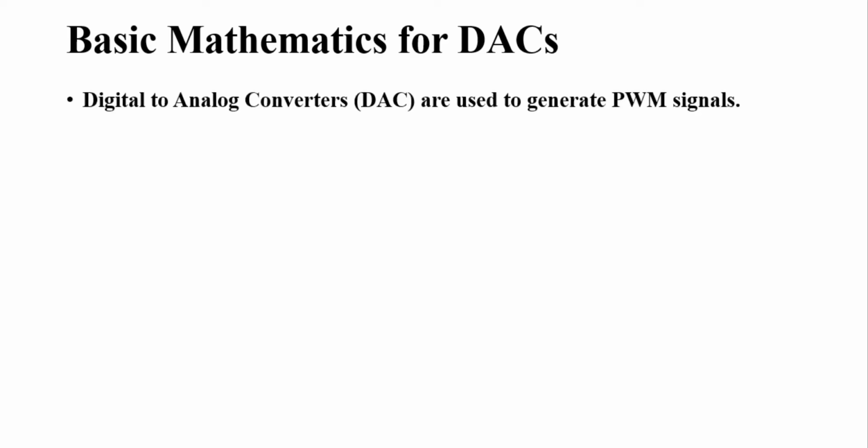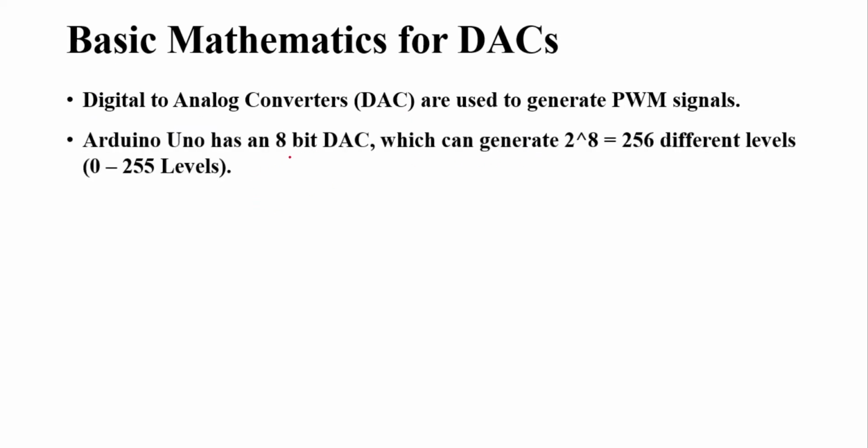Now, apart from that, we have to understand one more basic fundamental, that is the basic mathematics for DACs. Whenever I say DAC, these are the pins which are used to convert digital signals to analog signals, because microcontrollers or microprocessors are digital devices. So they can generate a stream of zeros and ones, and using the pulse width modulated concept, we can generate analog signals. So those pins are also known as DAC or digital to analog pins. Now, Arduino Uno, in this case, we are talking about Arduino Uno.